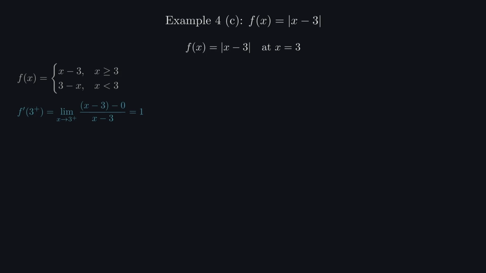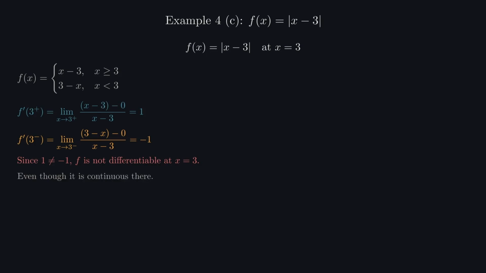The left derivative, f prime of 3 minus, equals the limit of 3 minus x over x minus 3, which simplifies to negative 1. Since 1 does not equal negative 1, f is not differentiable at x equals 3, even though the absolute value function is perfectly continuous there. This is our clearest example of a function that's continuous but not differentiable at a point.